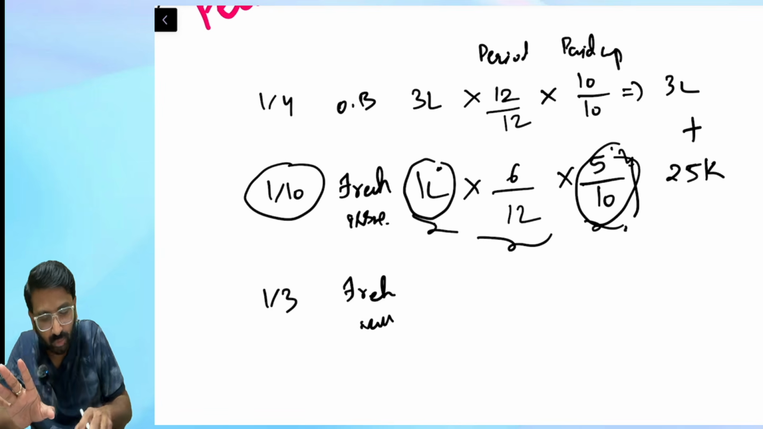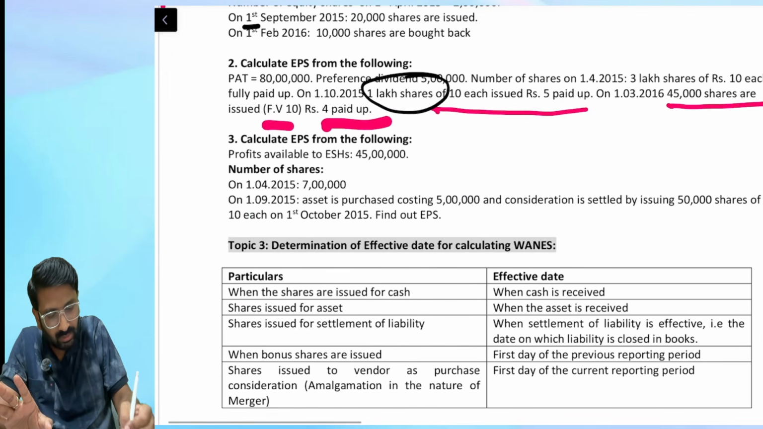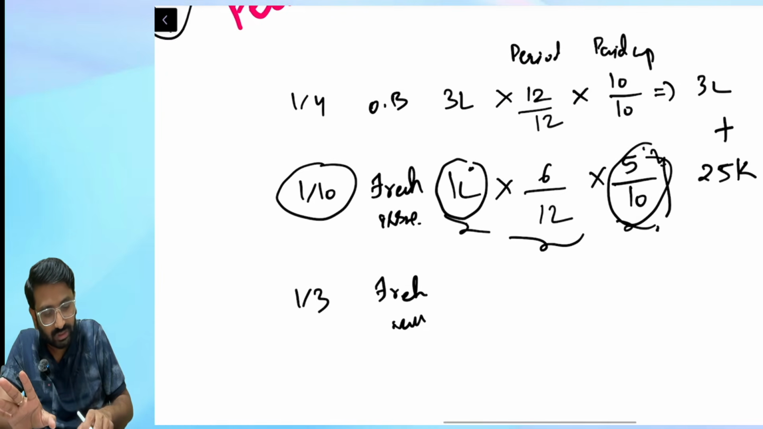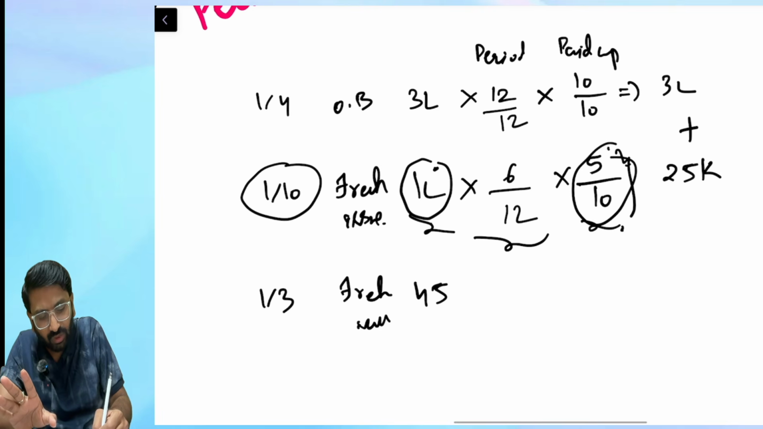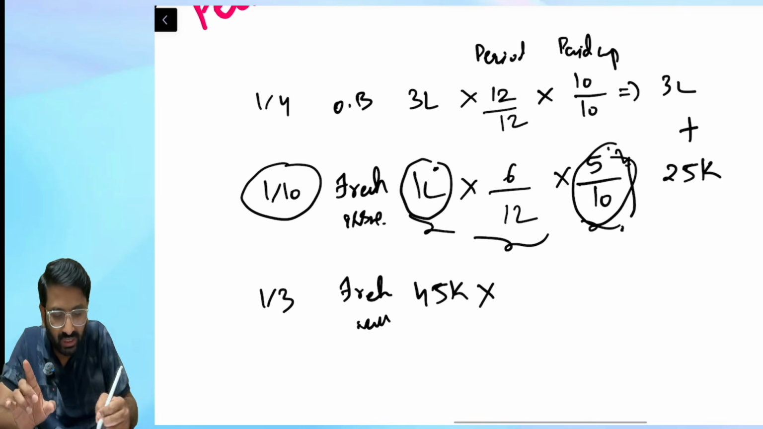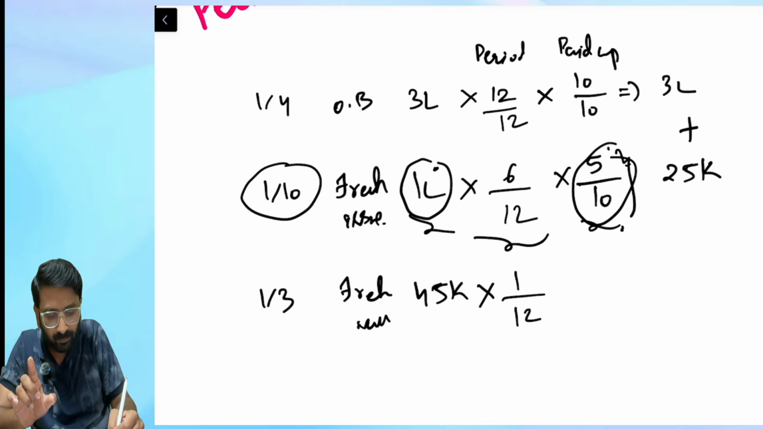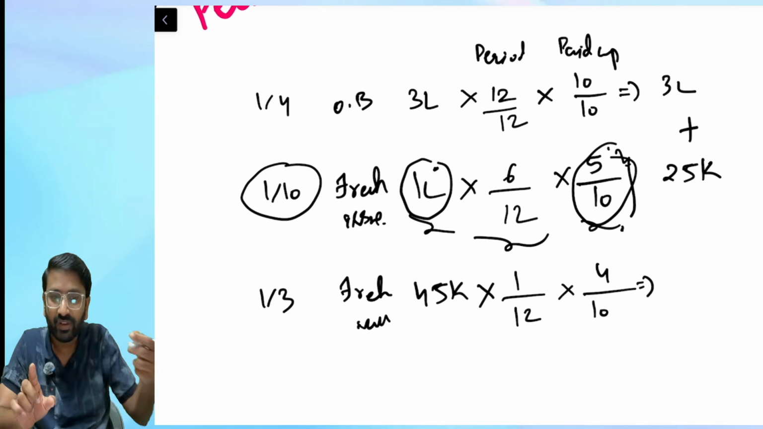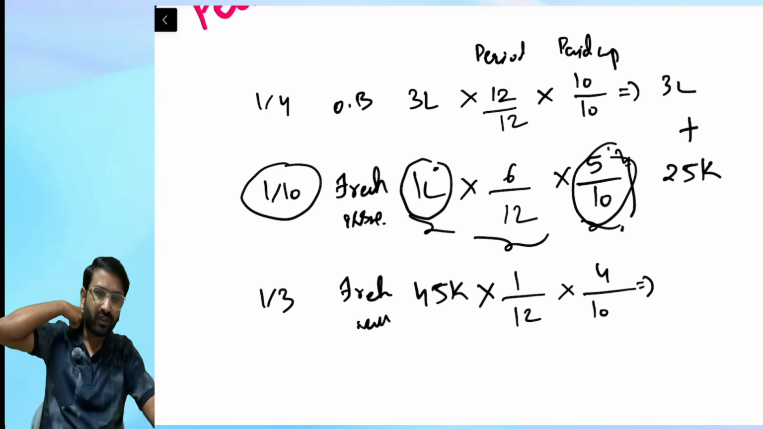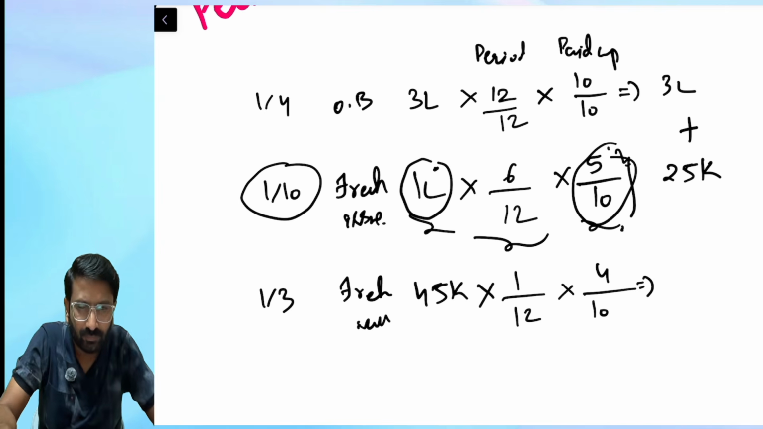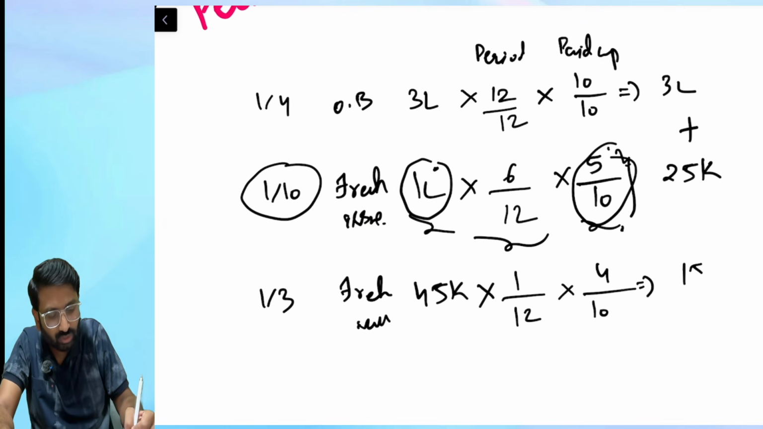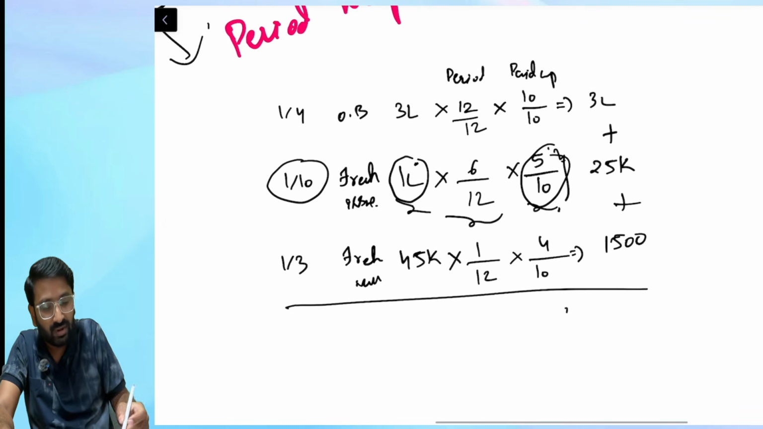Apart from that, again on 1st of March, there is one fresh issue happening. How many shares are issued here? 45,000 shares are issued. And these 45,000 shares are there for only 1 month, so I'll take 1 by 12. Paid up value is 4 rupee, face value is 10 rupees. Simplify that, please. So 45,000 into 4 by 10 gives 18,000, into 1 by 12 gives 1,500.